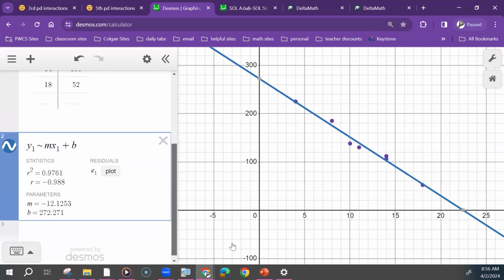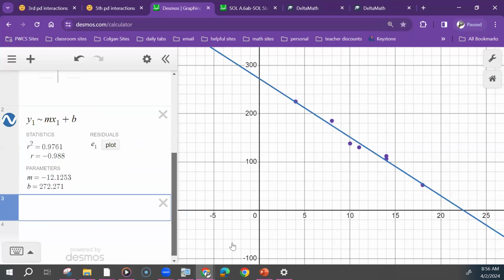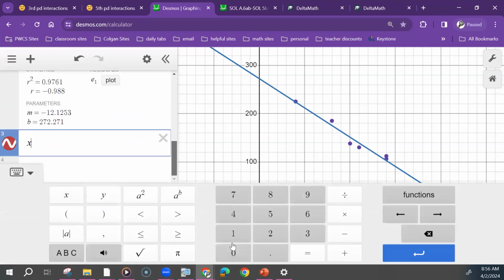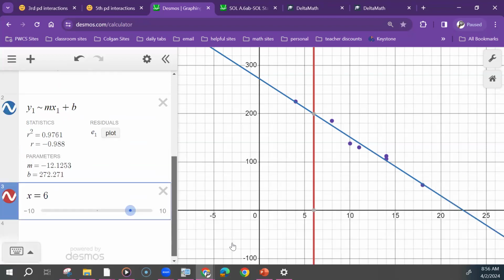So using that line of best fit, we need to find the closest length of time for a 6-year-old. So the age is 6, so that's going to be my x equals. And I'm going to find where those two lines cross. And that would be my answer. 199.51. The closest one to that is 200. So B was your answer there.